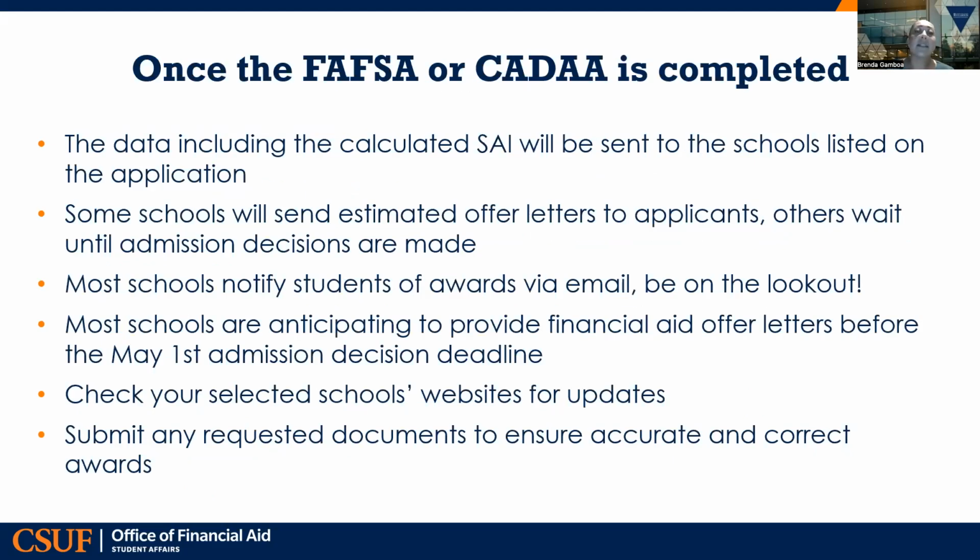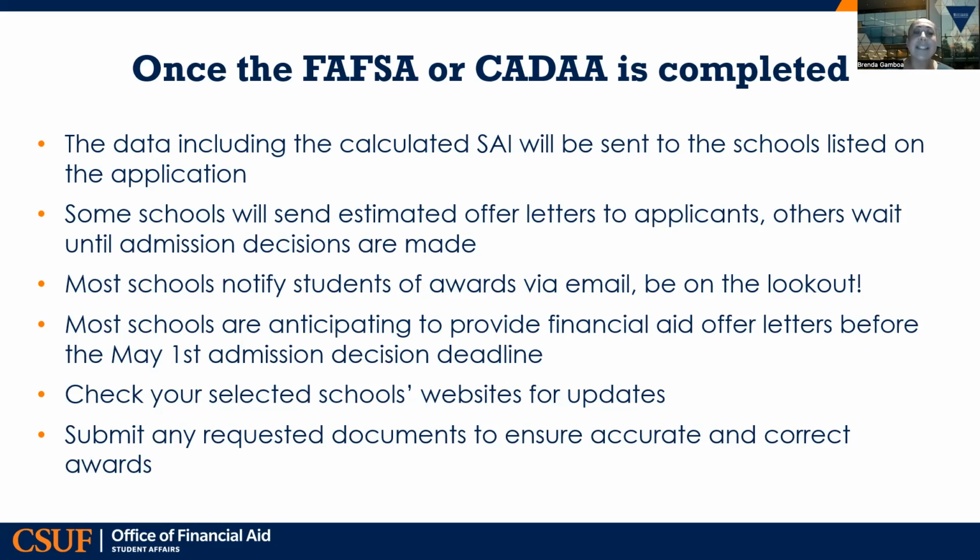So once the FAFSA and CADAA application is completed, the data, including the calculated SAI, will be sent to the schools listed on the application. And just a reminder, you can add up to 10 schools. Some schools will send estimated offer letters to applicants. Others wait until admissions decisions are made. Most schools notify students of the awards via email, so please be on the lookout.